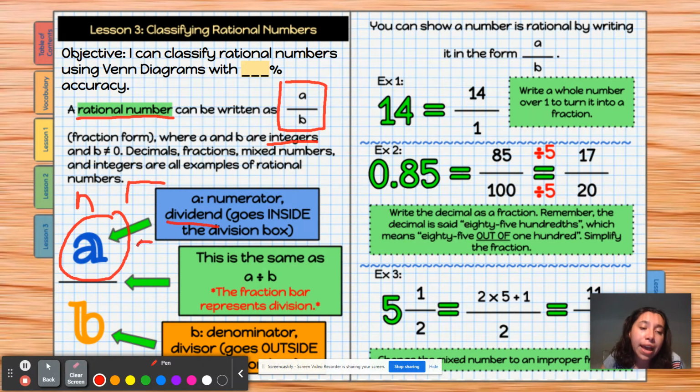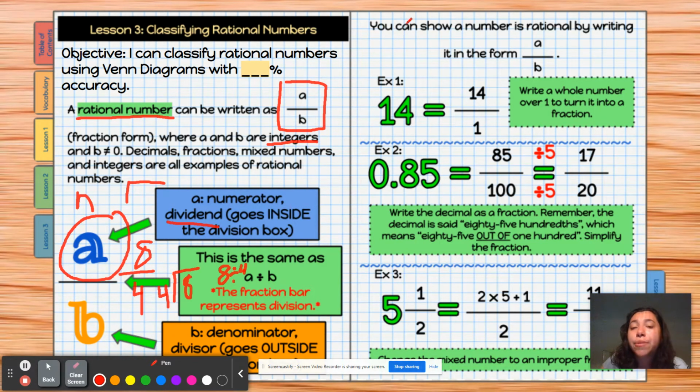Let's say I have 8 over 4, okay? 8 would go inside my box, and 4 would be outside my box. Okay? 8 over 4 can also be written as 8 divided by 4, just like this. Okay? So just remember that the number that goes on top of the fraction could go inside that divisor box to be divided into. And that 4, the bottom denominator, will go on the outside. Okay? Just keep note of that. That's important for your test coming up.